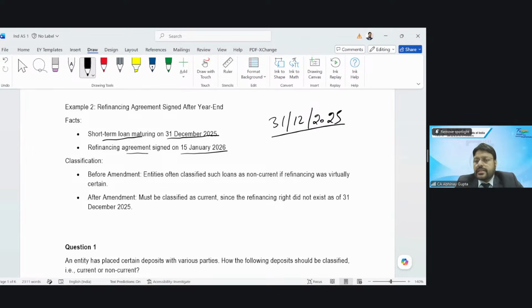Now, while preparing the 31st December financials, if this short-term loan, which was maturing on 31st December, was not paid and is still outstanding, then where will it be shown, current or non-current?